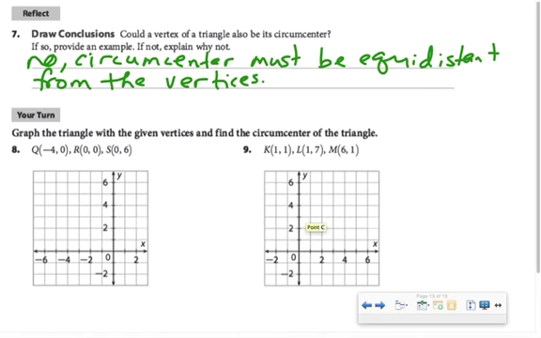Let's do one more example of finding the circumcenter of a triangle without all the vocabulary and equation stuff from the other example. Let's just look at a triangle and find its circumcenter. So first, I've got to plot the triangle. So Q is at negative 4, 0 here. R is at 0, 0. And S is at 0, 6.